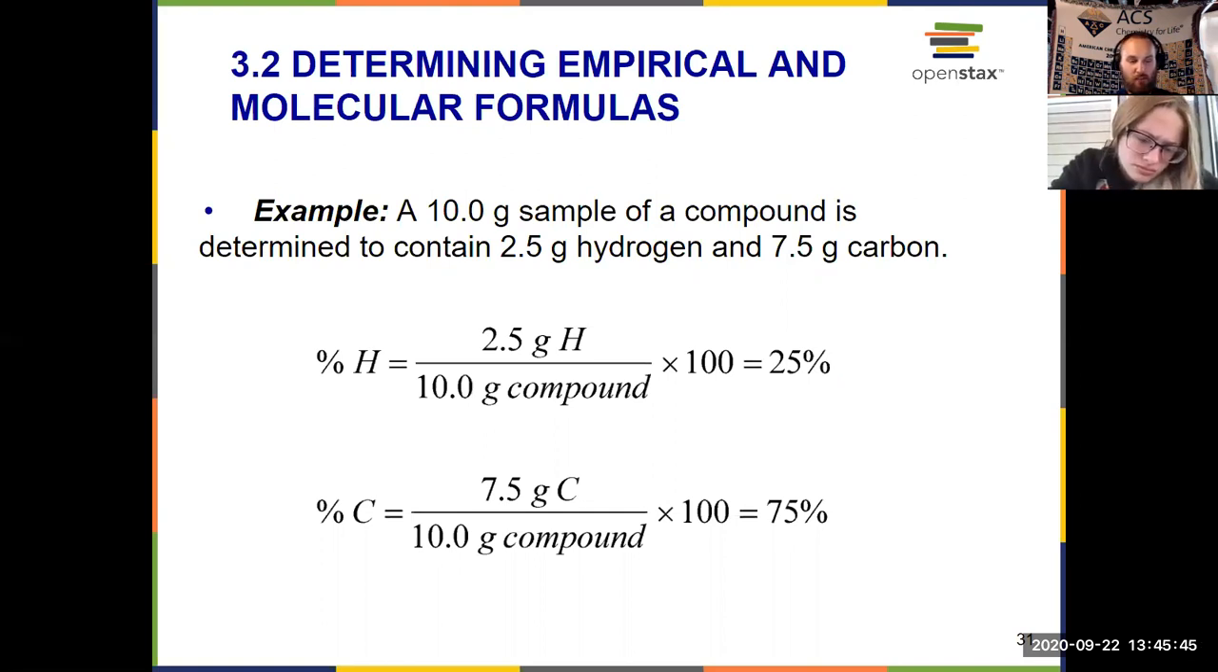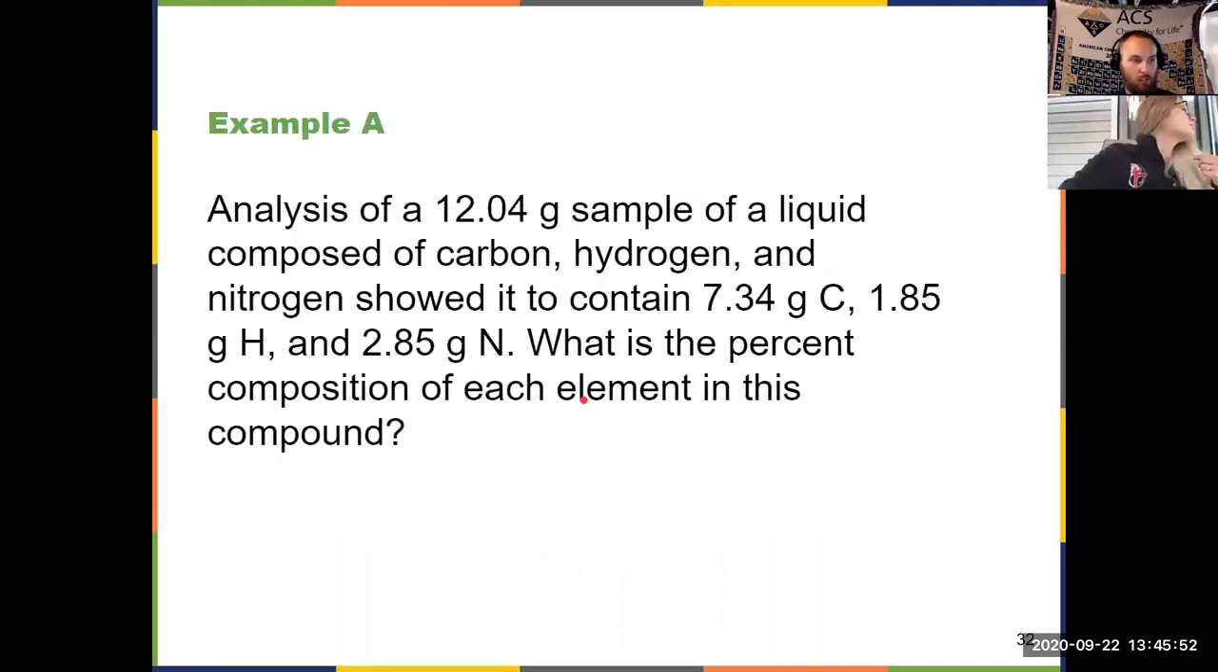That's not something you would expect to see on homework or a test. So if we jump to the next slide and look at a more realistic example, this would give you an idea of what you could anticipate. Okay? Analysis of a 12.04 gram sample of a liquid. We don't know what the formula is, but we know that it has carbon, hydrogen, and nitrogen. It tells us we have 7.34 grams of carbon, 1.85 grams of hydrogen, 2.85 grams of nitrogen. What is the percent composition of each element in the compound?